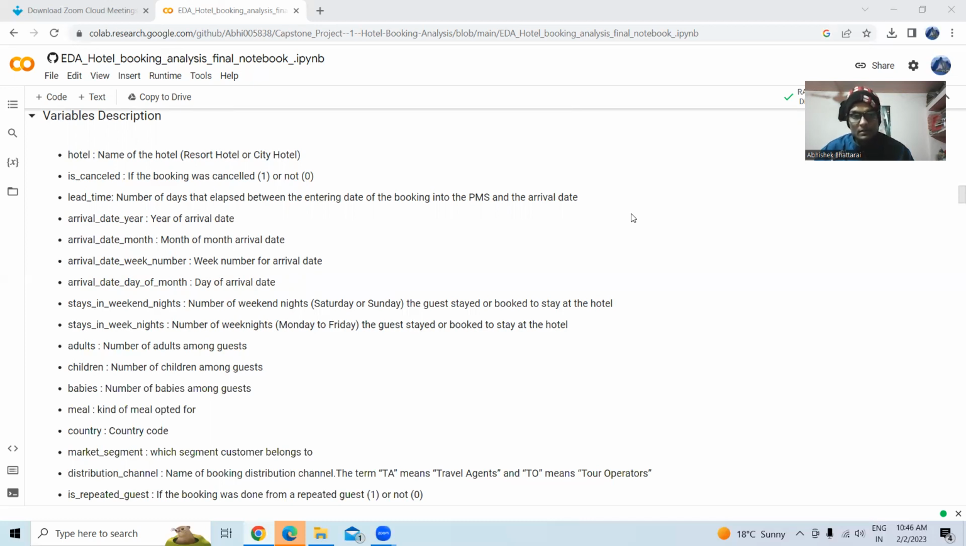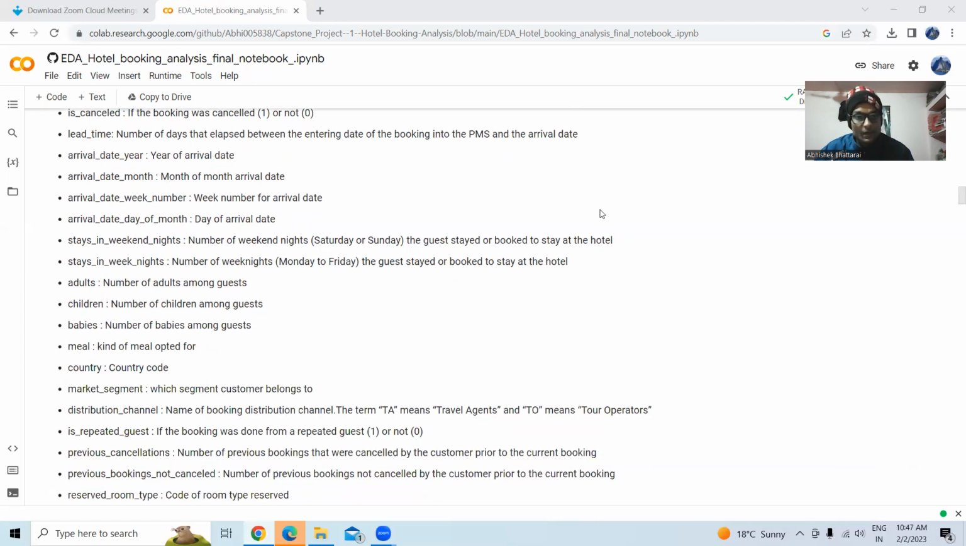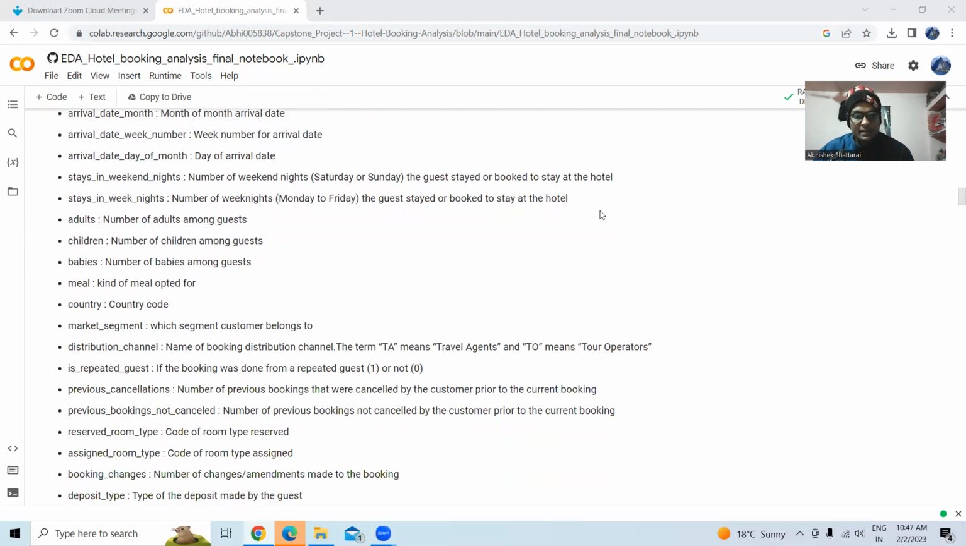Adults: number of adults among guests. Children: number of children among guests. Babies: number of babies among guests. Meal: kind of meal opted by the guest. Country: that's simply the country code. Market segment: which segment the customer belongs to. Distribution channel: name of the booking distribution channel, where the term TA means travel agents and TO means tour operators. So there are some distribution channels. Is repeated guest: if the booking was made by a repeated guest, meaning the guest came before also.